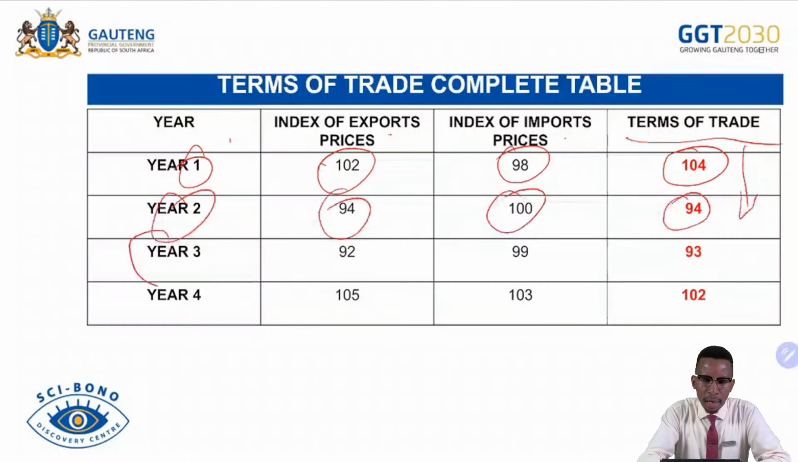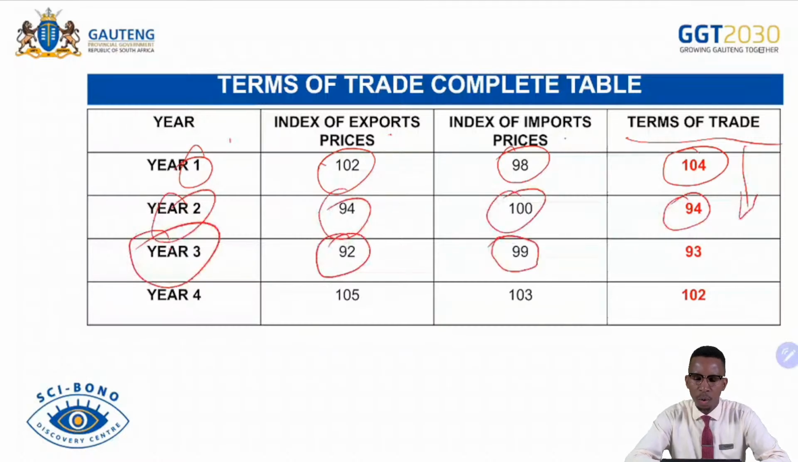And then we go further to year number 3. We have export prices being 92, imports being 99. If you check also, the export prices are lower than import prices.